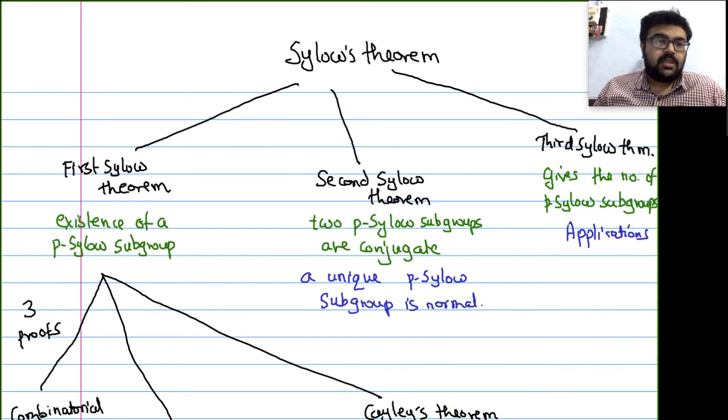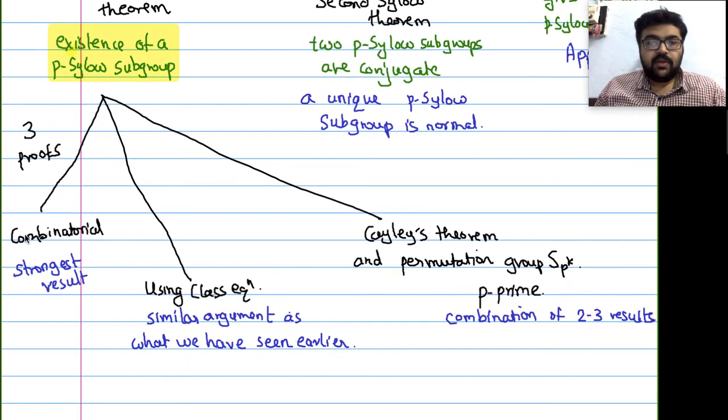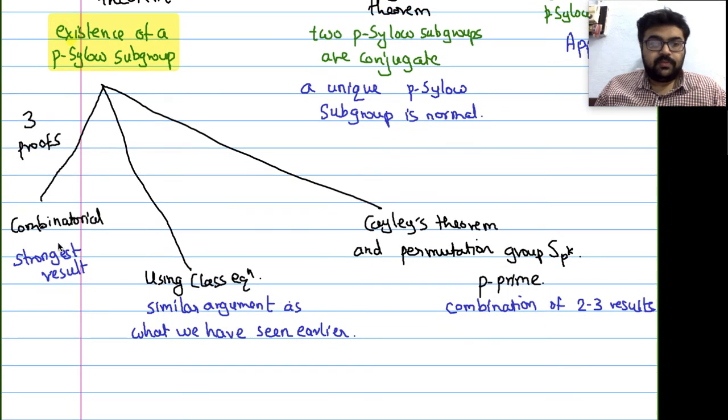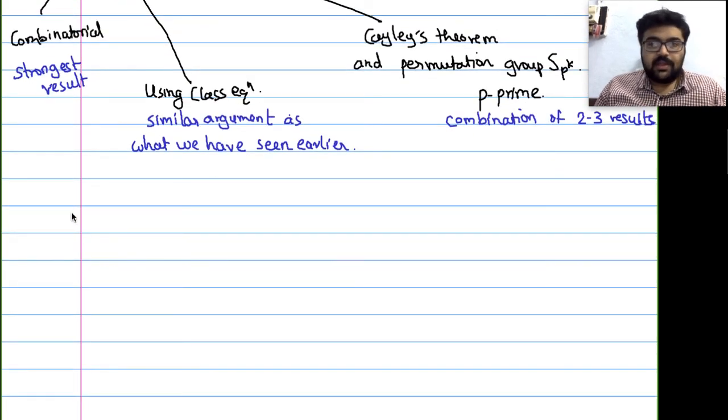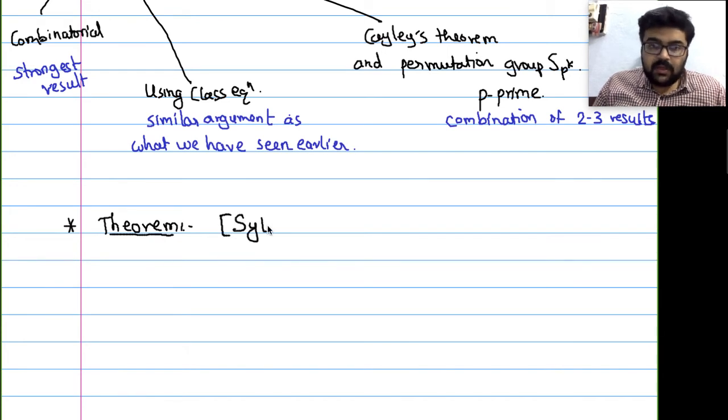So Sylow's theorem, as I said, gives the existence. So let us first give the existence of a p-Sylow subgroup. We are going to do the combinatorial proof, which is the strongest one of them. So let me state Sylow's theorem. The actual Sylow's theorem is this, which is the first part of Sylow's theorem or the first Sylow theorem, but it is known as just Sylow's theorem.